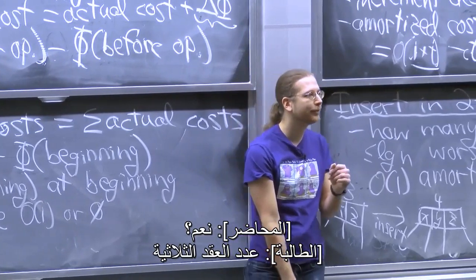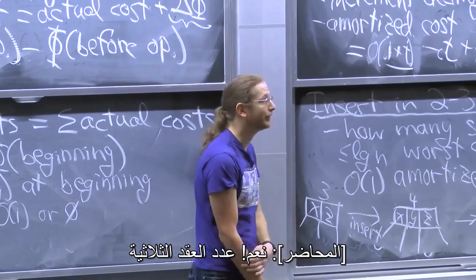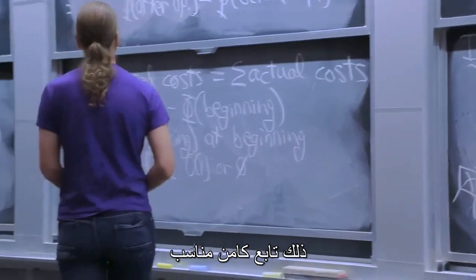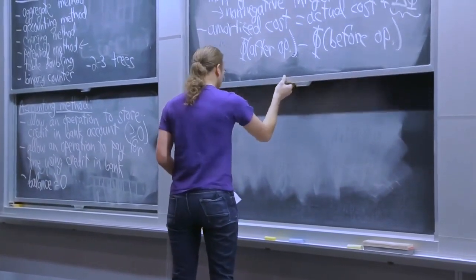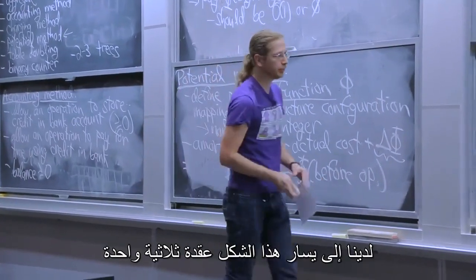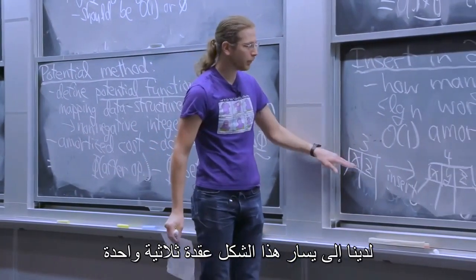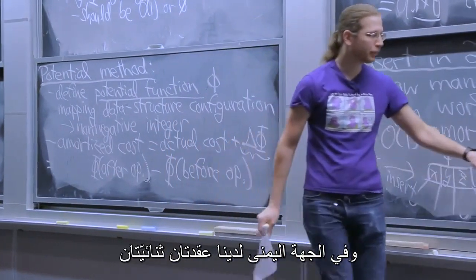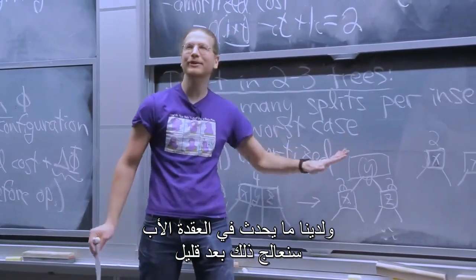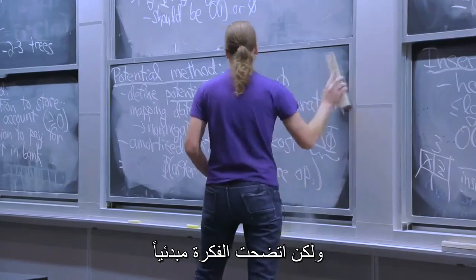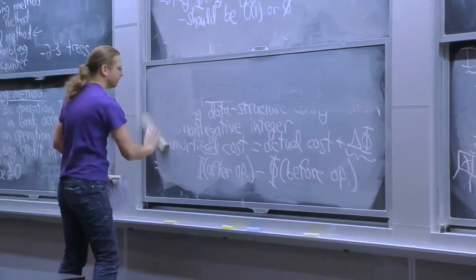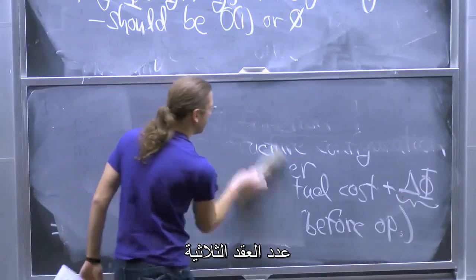Yeah? Number of 3 nodes, exactly. That's a good potential function. Because on the left side of this picture, we had 1 3 node. On the right side of the picture, we had 2 2 nodes. Now, there's what's happening to the parent. We'll have to worry about that in a moment. But you got the intuition. Number of 3 nodes.